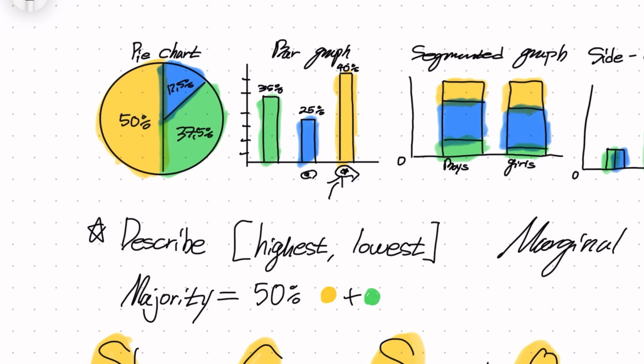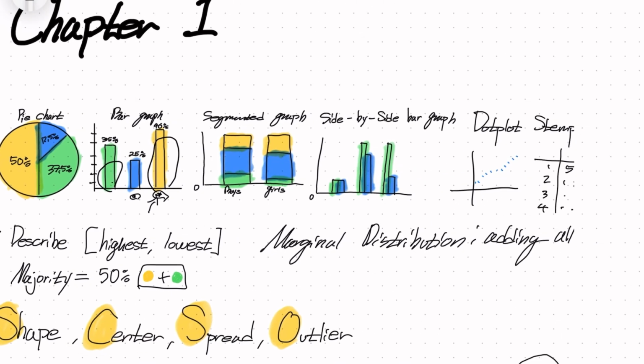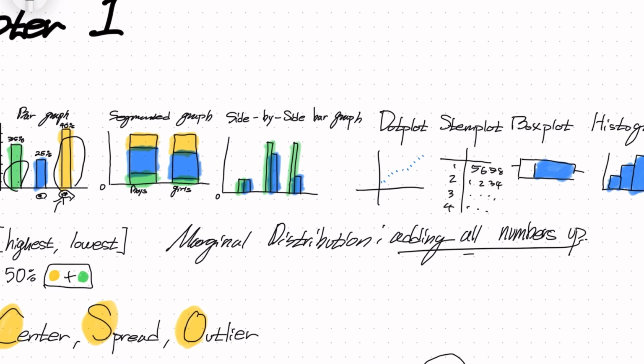When you want to explain the majority, you want to explain what's the 50%. So in this bar graph, you would say that the 40% and the 35% would be the majority, since if you add them up, it will be 50%. You will go from the highest then to the second highest to add 50%. And the marginal distribution is just adding all the numbers up in your variables.